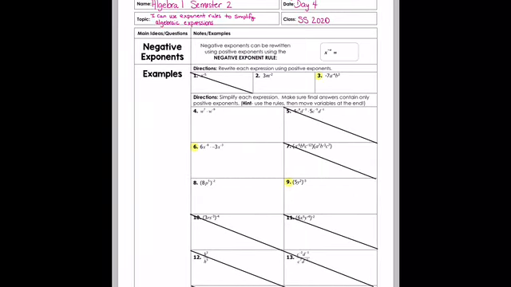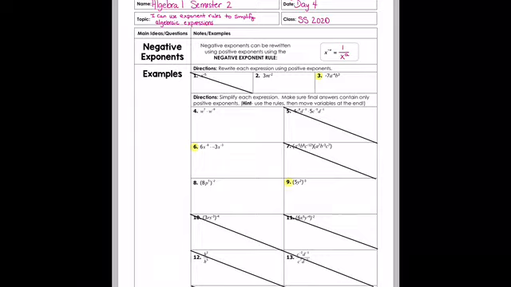Okay, the next rule we're going to look at are negative exponents. Negative exponents can be written using positive exponents using the negative exponent rule. And the negative exponent means we want the reciprocal of the term that we're looking for. So we want to take 1 over that value.